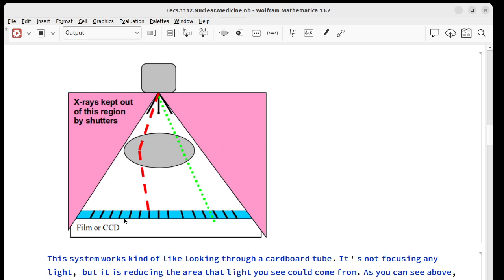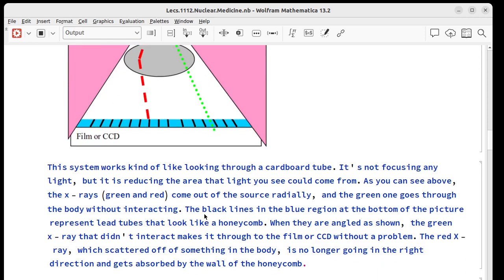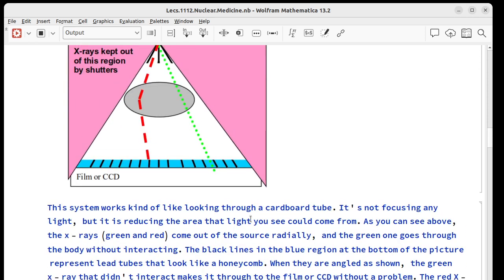So the best we can do is get rid of the scatter, most of it, by restricting the X-rays to ones that went straight through the body without scattering. And that's what these sort of aiming tubes are. And this is in the shape of a honeycomb, and it works kind of like blinders on a horse. It restricts us to only X-rays that came from the source, went through the body, and didn't scatter, largely.